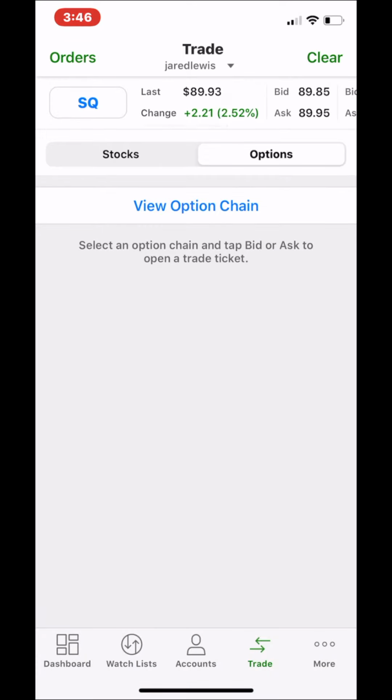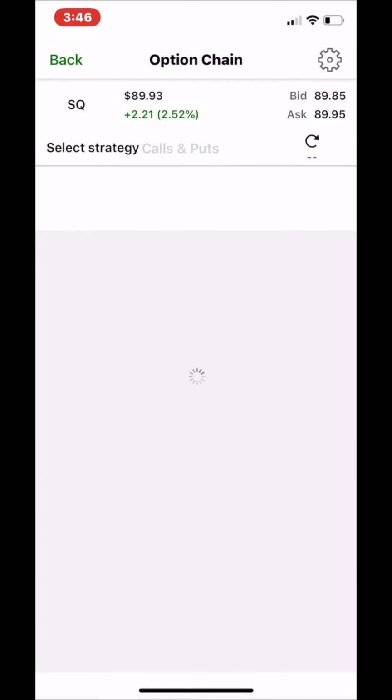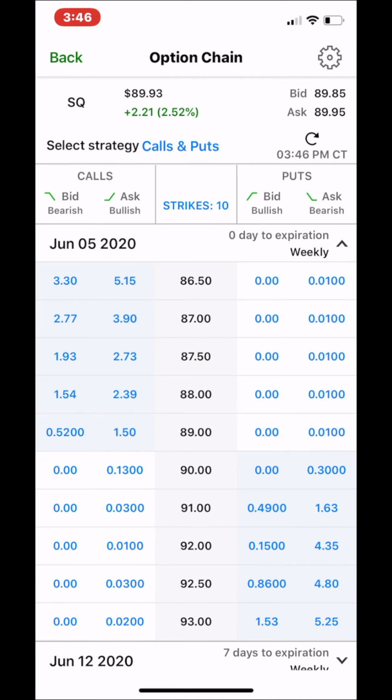And then you'll click view option chain. Make sure at the top you see where it says stocks and options. Make sure you click on options, and then you'll click view option chain. And under the option chain, you see the calls on the left side. If you look at the top, see where it says calls, and then on the right side, you see where it says puts. So you can play both sides.